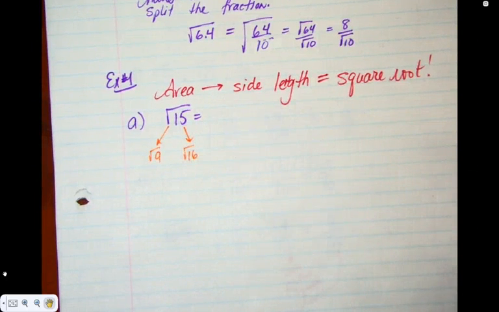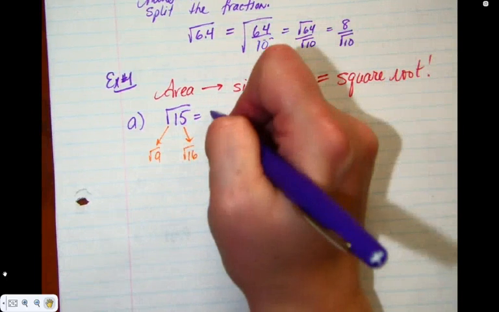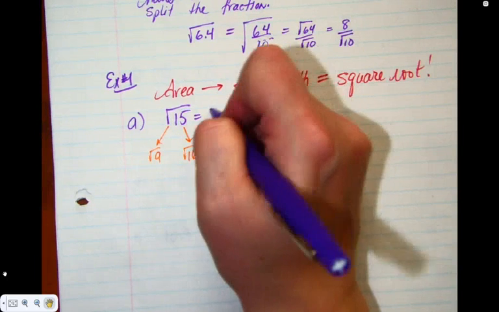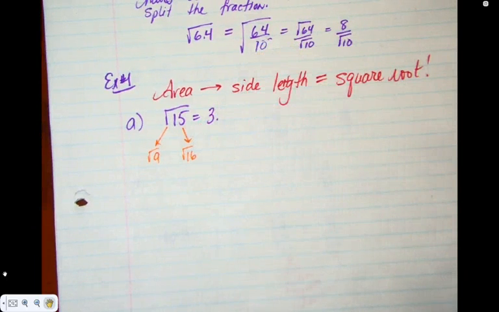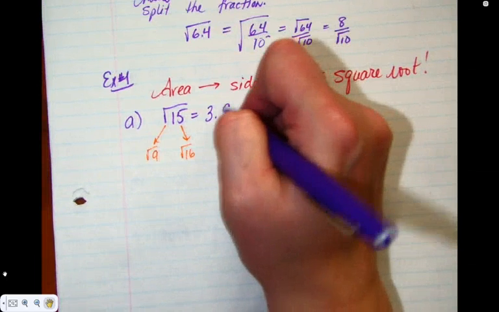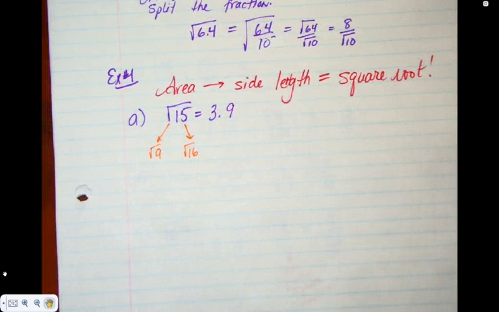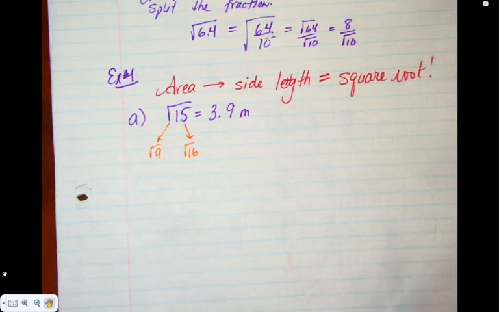So what is the first part of this answer going to have? A 3. Is it closer to 9 or closer to 16? 16. So 3.9. Are we happy with that? Just some units because it's a word problem? Meters. Why not meters squared? Because it's not an area, it's just a side length, which are always just your units.